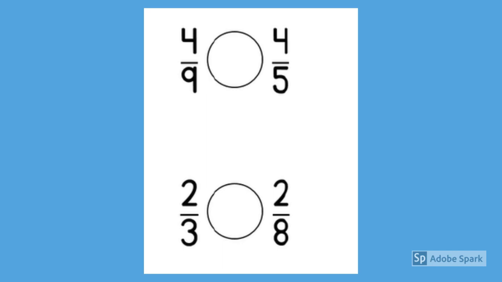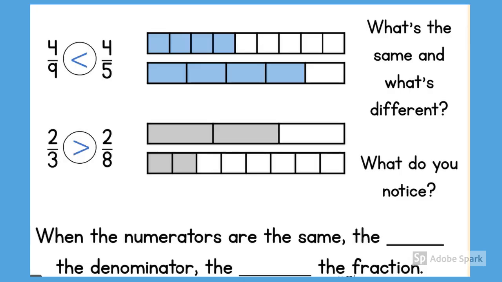Pause the video while you have a go at comparing these fractions. Remember to use bar models. Let's look at the answers. We can clearly see that 4/9 is less than 4/5 and 2/3 is greater than 2/8. But what is the same and what's different?